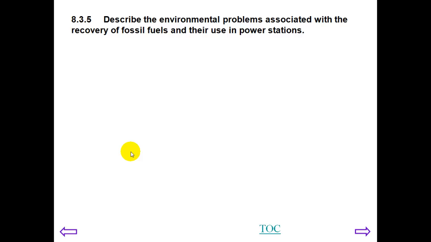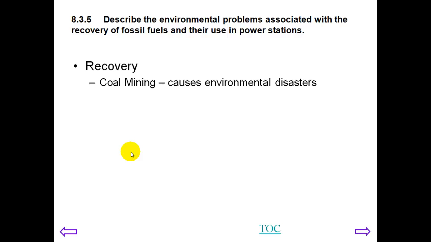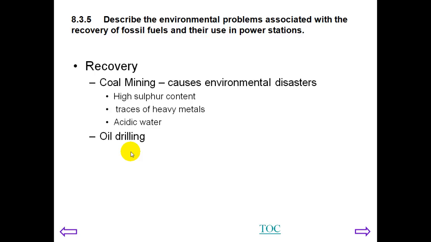The environmental problems with the recovery, in other words mining, of fossil fuels and their use in power stations. Coal mining causes environmental disasters where it is mined, because in coal there's a high sulfur content and traces of heavy metals causing acidic water in the area. Oil drilling has a risk of accidents. In 1988 there was the Piper Alpha disaster where I think 200 people were killed on an oil rig, and a lot of oil was spilled into the North Sea.